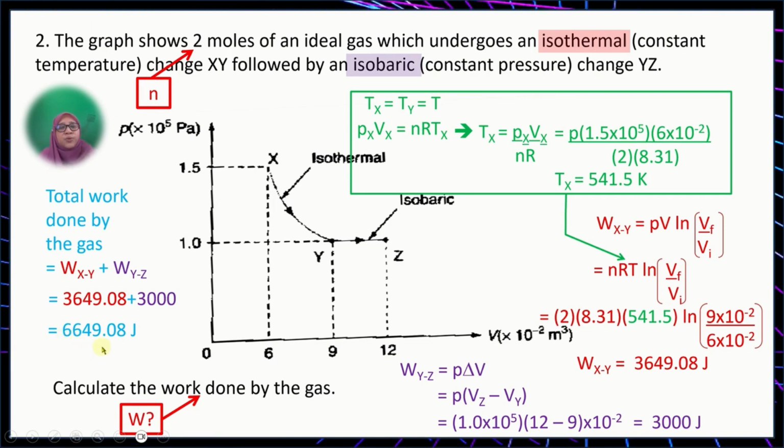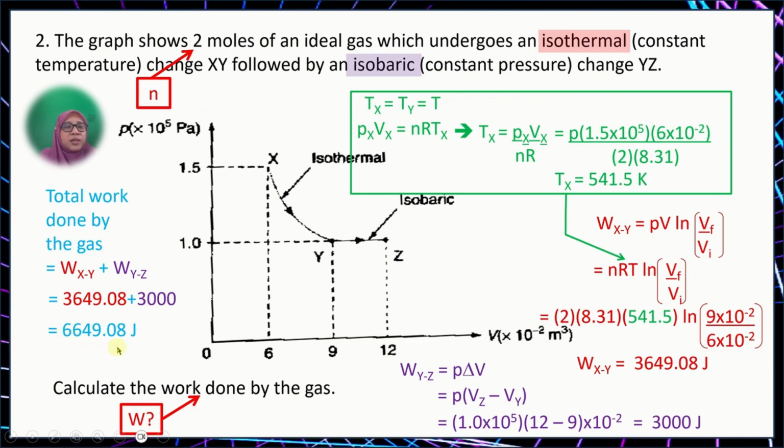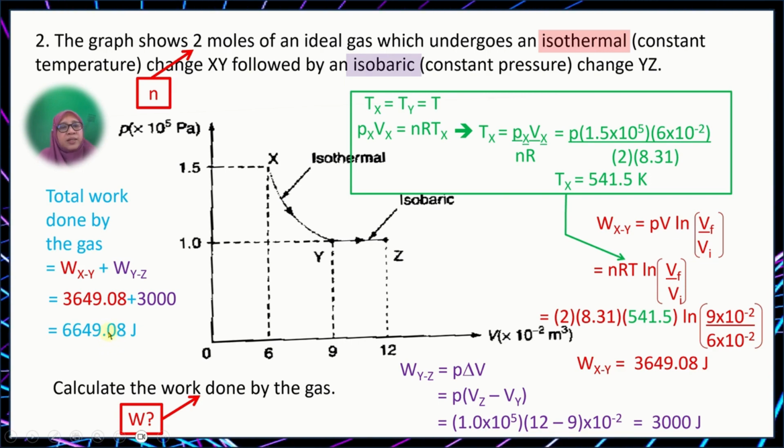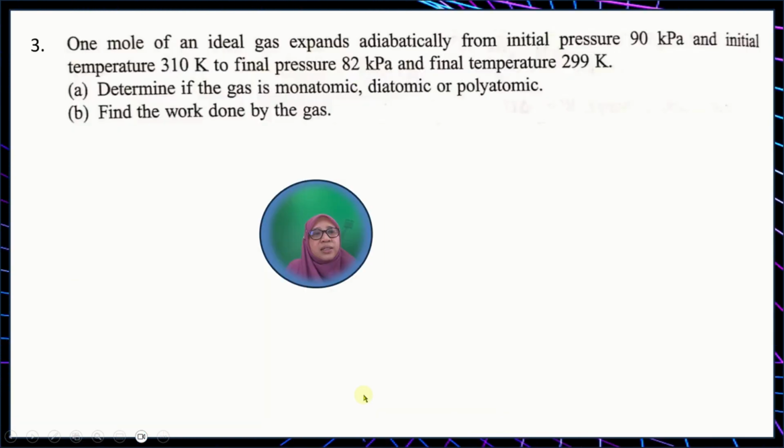6650 joule. Don't write too many significant figures. Two or three is still allowed. Three significant figures is still allowed. Okay, so now we go to question 3.